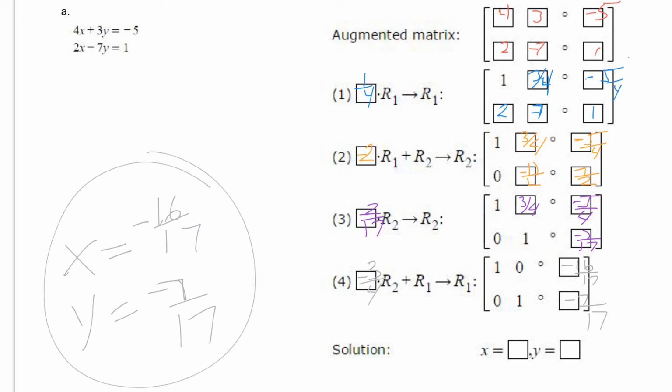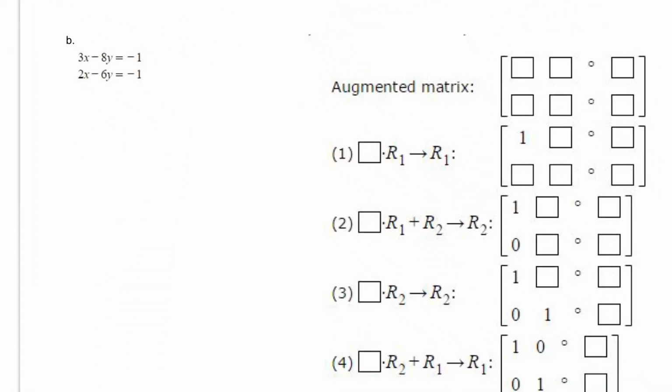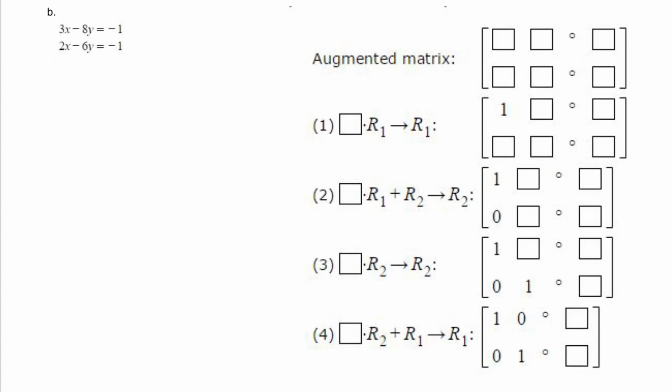If you have questions on any part of this, please raise your hand. If not, you can go ahead down to the second try this, letter B. Pause it, and then unpause it when you're ready to check your answer.